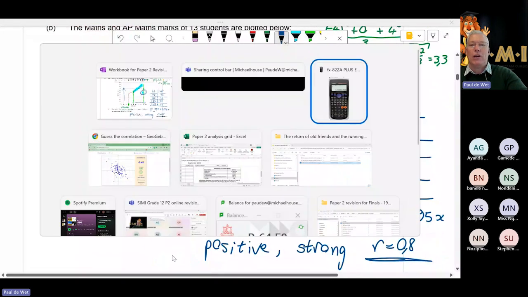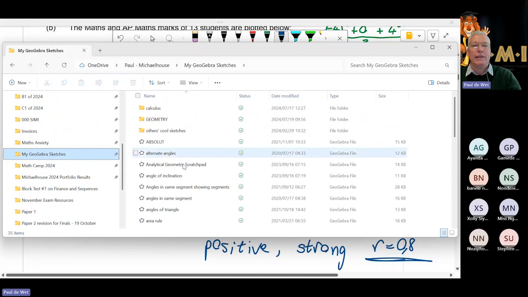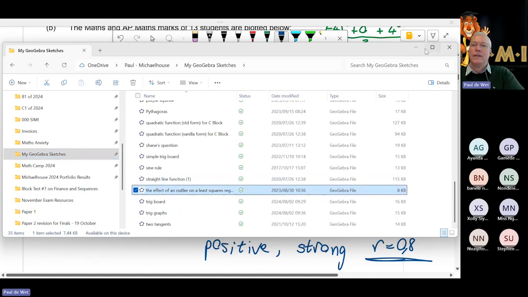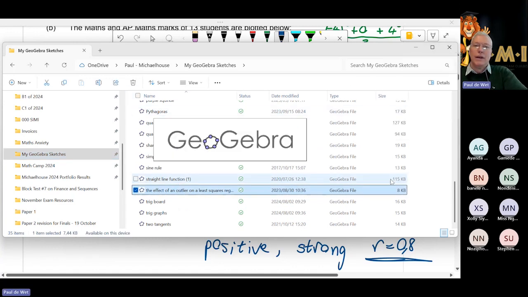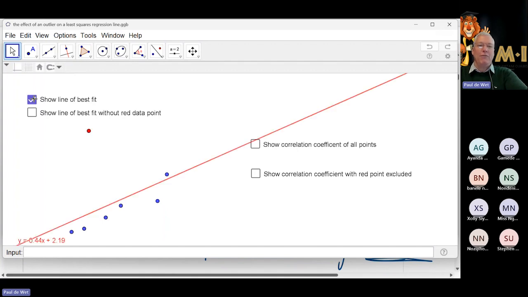Now I'm going to load a sketch here, which I hope I'm going to be able to find easily. Have a look at this sketch when it eventually loads. This red dot, I'm calling this dot an outlier. If I show the line of best fit, there's the line of best fit.